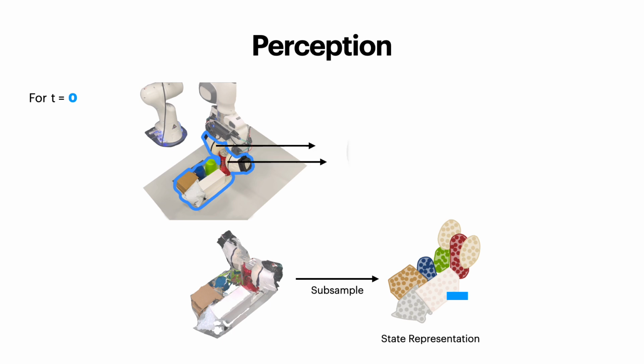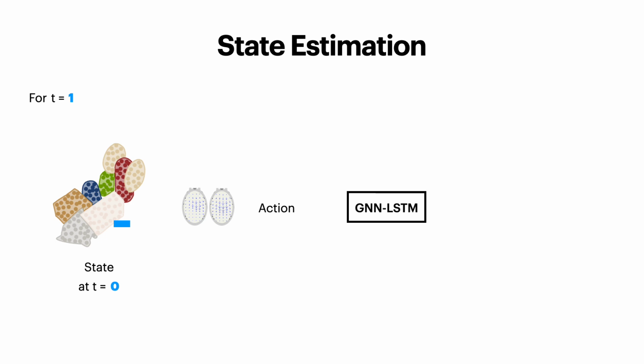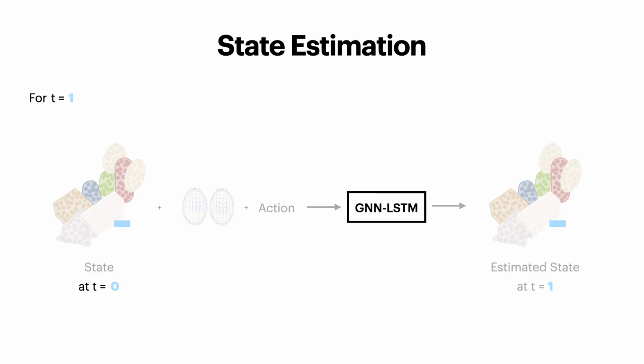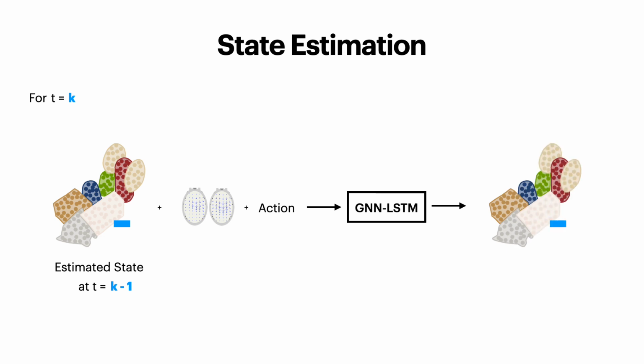Apart from visual sensing, we also obtain tactile feedbacks from the soft bubble sensors. Using this state representation and tactile reading as input, along with the action taken in the past, we can estimate the state at t equals 1, in which the particles and latent physics vectors will be updated based on the tactile feedback. After this, in the more general case of t equals k, the state estimator simply takes as input the previous estimated state, tactile reading and action, and predicts the current state.